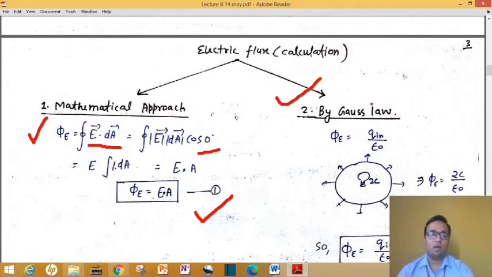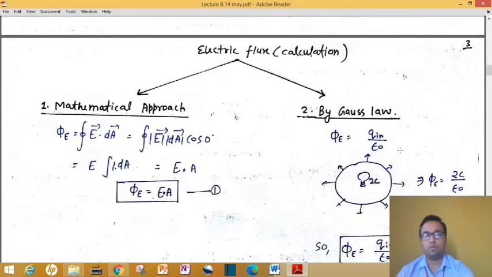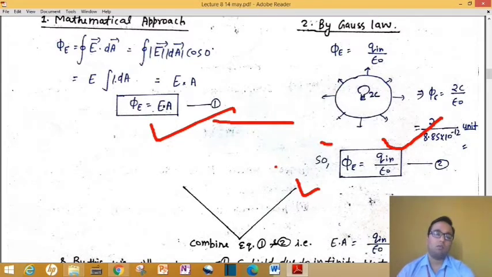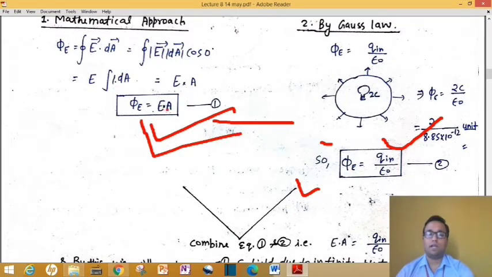And by the second law, we will learn that electric flux is Q in upon epsilon naught. So your equation 1 and equation 2, you can see both are phi, both are equal. This phi means electric flux, and both equations give us the calculation of electric flux. We will see which data is given to us. If electric field and area are given, then we calculate by the first formula. Epsilon naught is a constant, so it is not required to be given in the problem. But if charge is given, we can calculate by the second formula. We will talk about it.